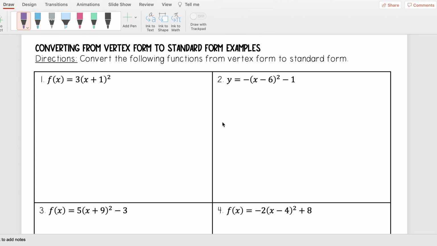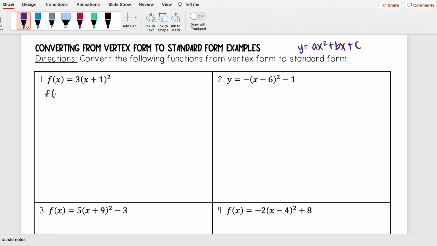So for this video, we're going to be looking at converting from vertex form to standard form. For each of these, we have it in vertex form, but we want to change it to standard form. And remember that standard form was that y is equal to ax squared plus bx plus c. So to do that, I really need to go ahead and multiply out this square term.